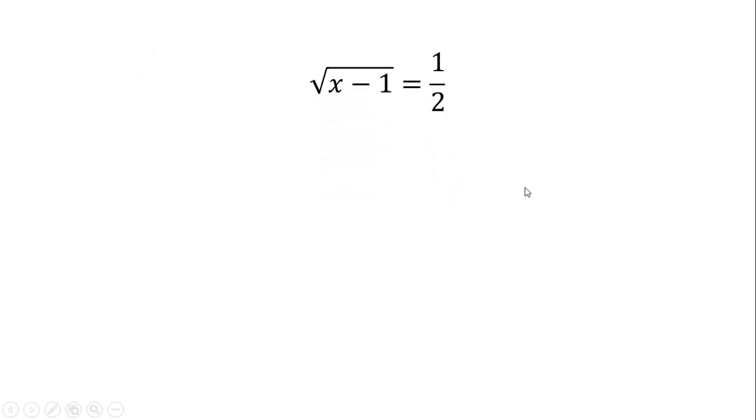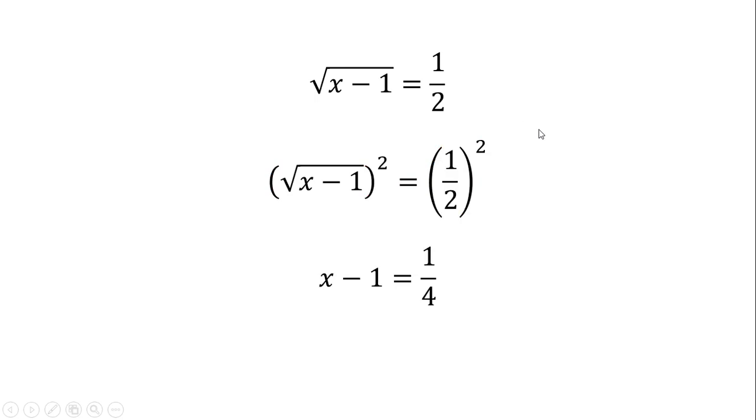Now compare this to the original equation in the problem. This equation is much easier to solve, right? Now we can just square both sides. Simplifying, we get x minus 1 equals 1/4. And finally, solving for x, we get x equals 5 over 4. But we need to check whether this satisfies the original equation.